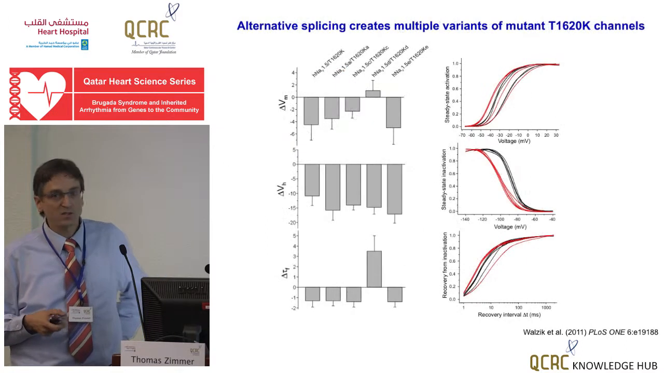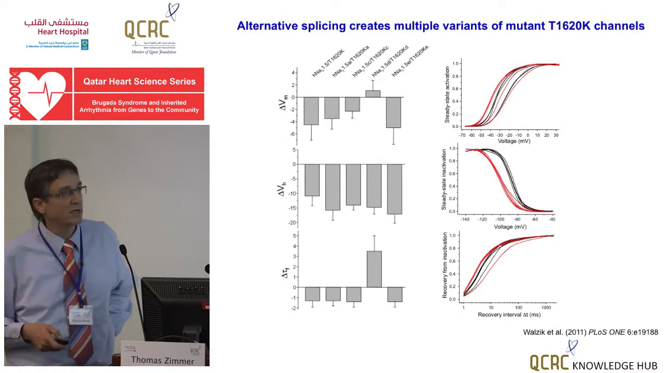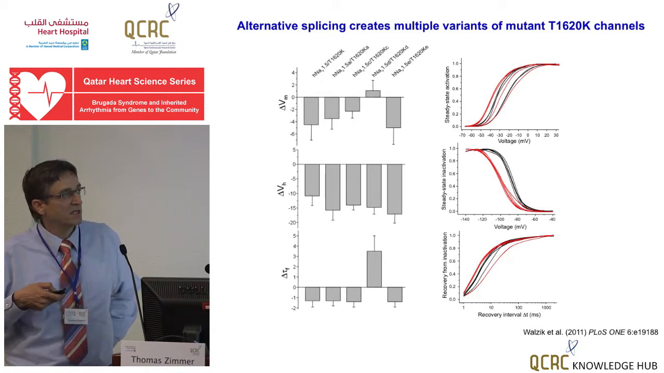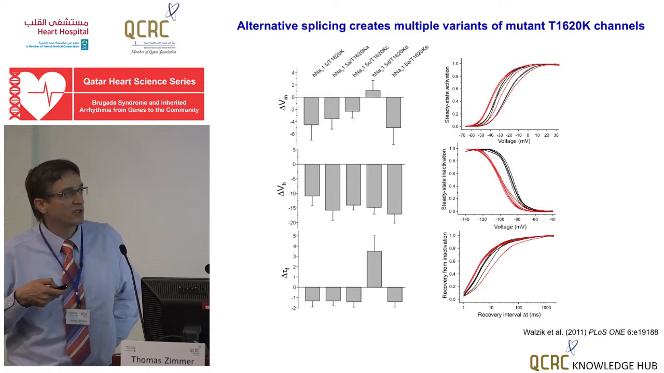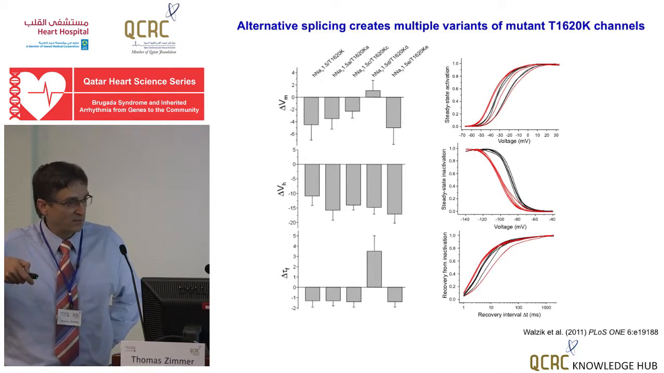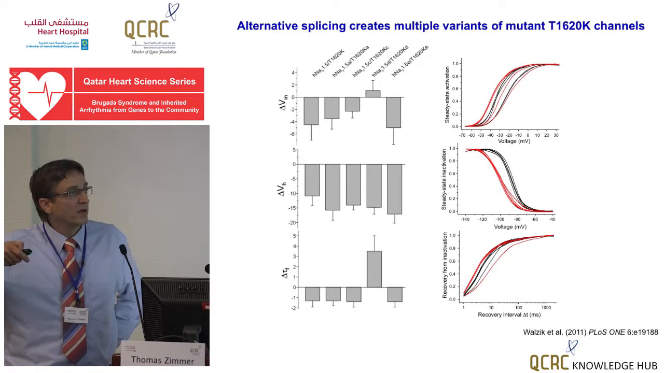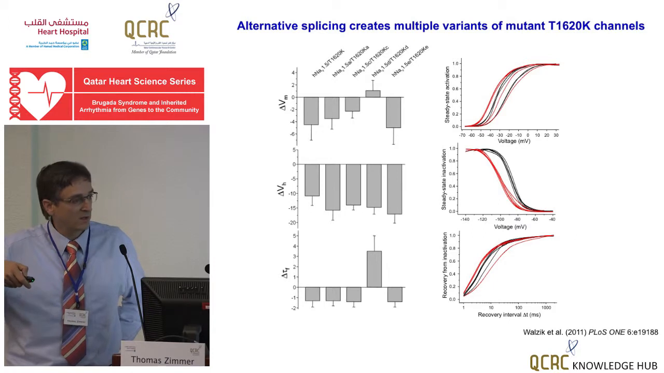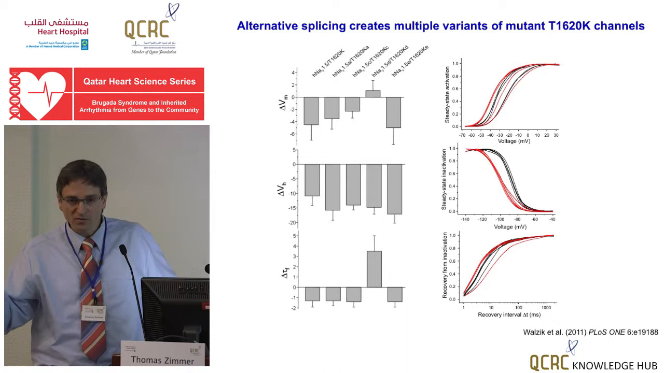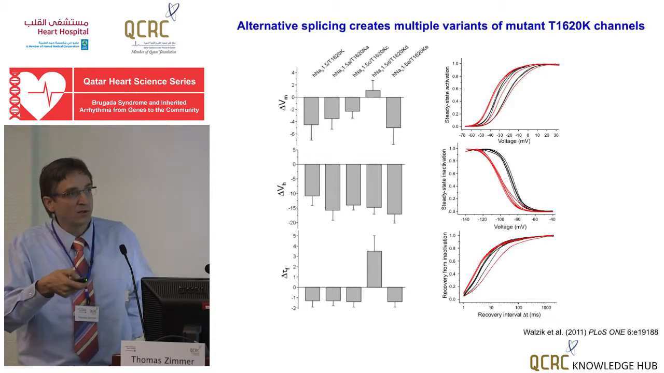So this is my last slide here, summarizing these data on splicing. And here you can see the relative effect of the mutation on 1.5: it shifted the activation curve, shifted the inactivation curve, and led to a faster recovery. But in the case of this splice variant, there was no effect here, and it was even a slower recovery from inactivation. If I superimpose all those curves, then you can see here what we have in the heart.